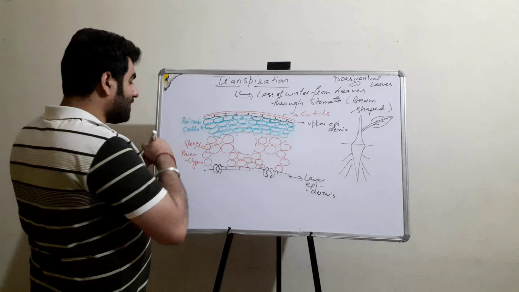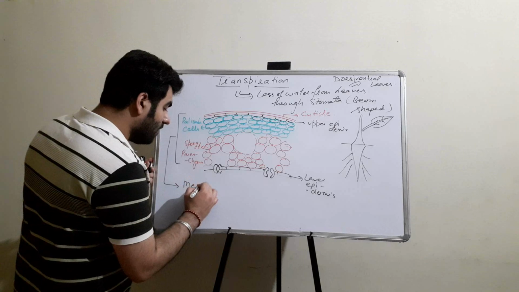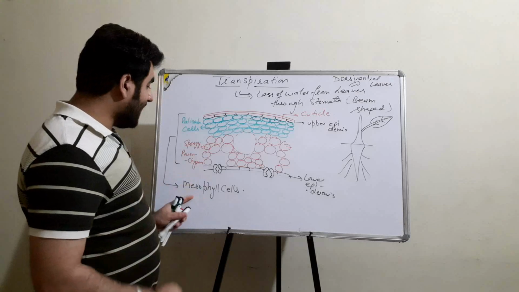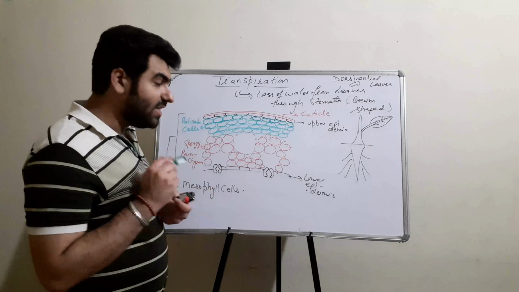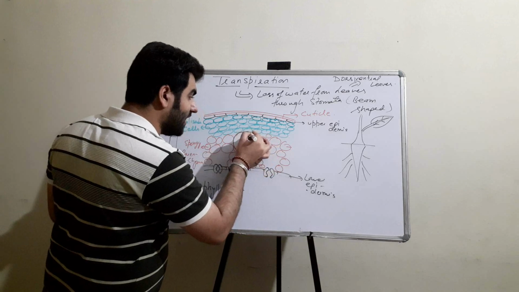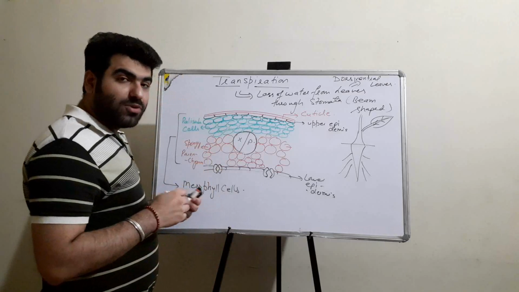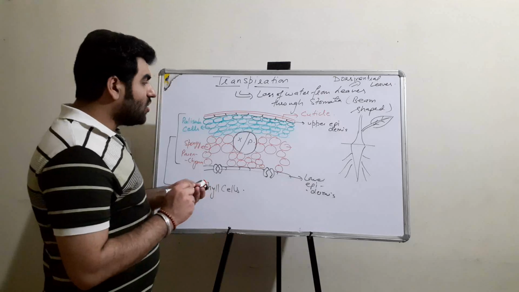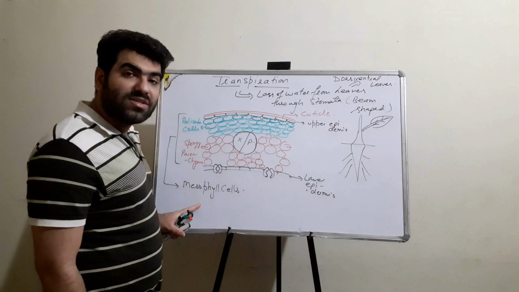Both these cells, the palisade cells and the spongy parenchyma, together are known as the mesophyll cells. These mesophyll cells are made up of the palisade cells which are closely packed, and the spongy parenchymas which are loosely packed. At the center position, we have the vascular bundles, xylem as well as phloem. So the palisade cells and the spongy parenchymas are both known as mesophyll cells.